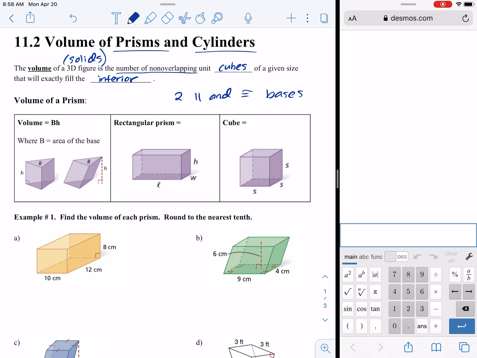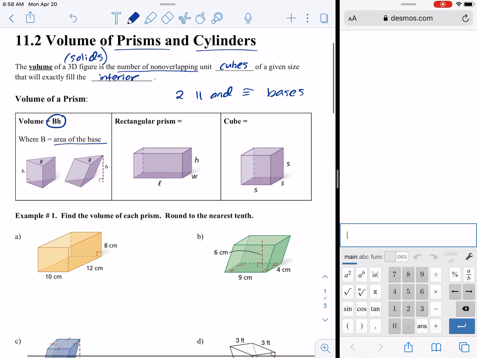And our formula for volume of a prism and cylinder is pretty simple. It's base times height. Okay. We write base now with a capital B because that's just a reminder that it means the area of the base. All right. So for a rectangular prism, remember the bases are the two parallel non-overlapping sides. So base, these are my two bases.